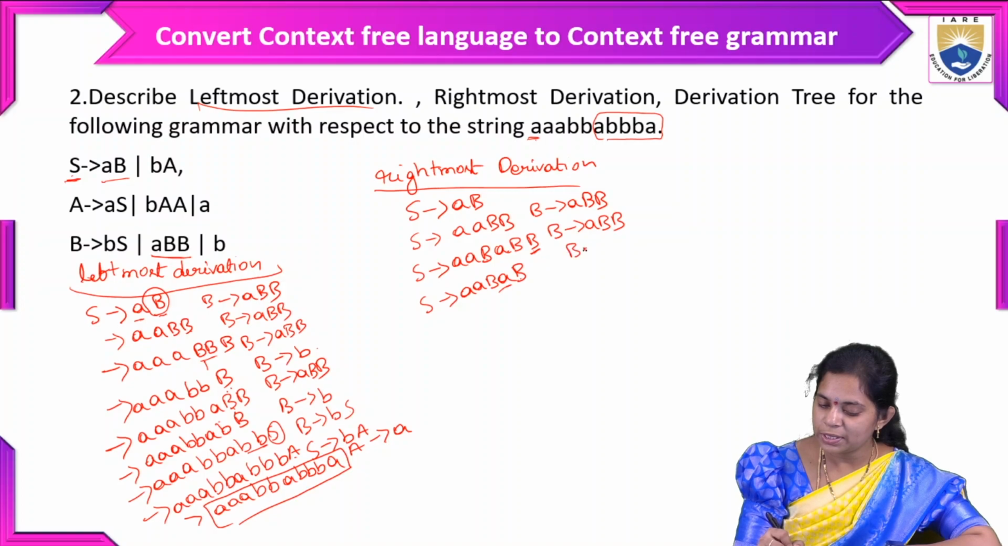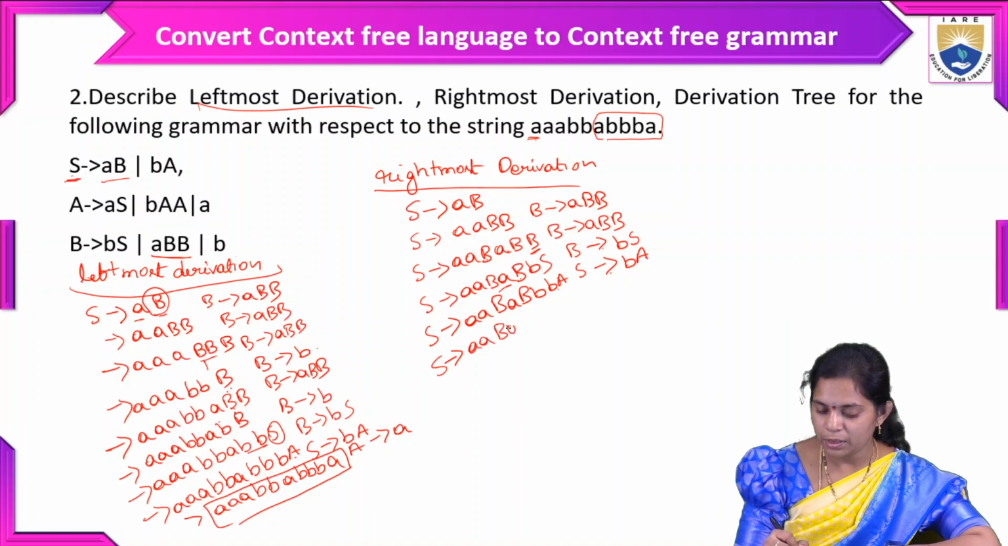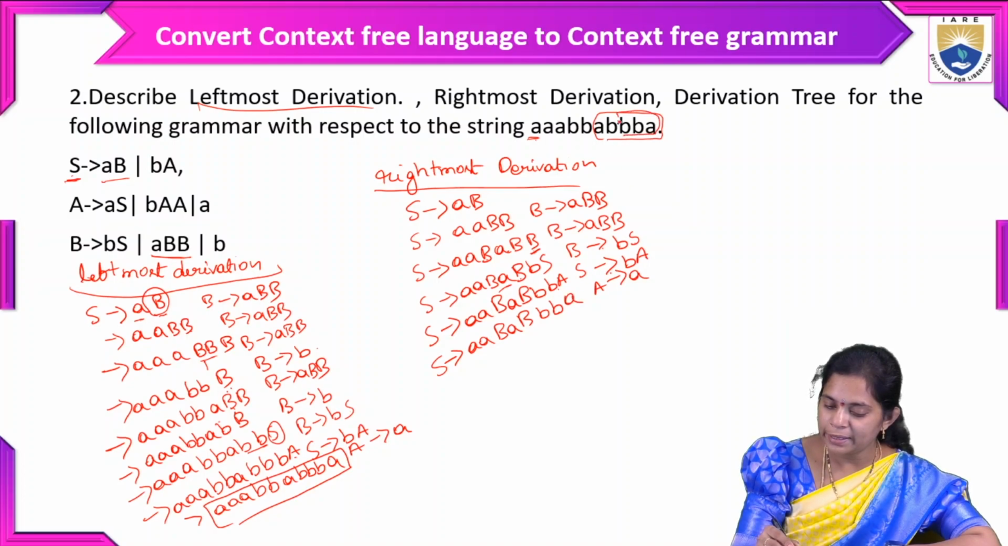So instead of this B, if you write BA, BS, so again A, B, B, S tends to, so here we require S tends to BA. So if I substitute BA, S tends to A, B, A, B, B, A. Now here if I substitute A with the small a, so BBA is happened.